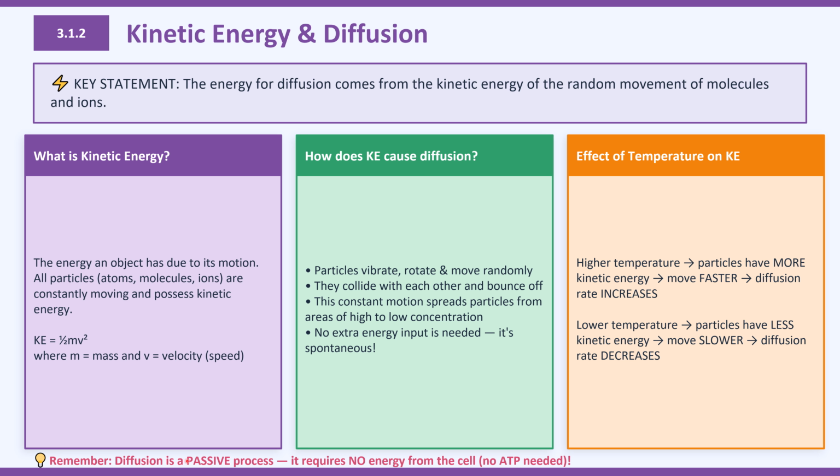Remember, diffusion is a passive process. It requires no energy from the cell, no ATP needed. So the passive rule, just remember this bottom line: diffusion is a passive process. It requires no energy from the cell, meaning no ATP is needed. It's all down to the kinetic energy already present in the particles.